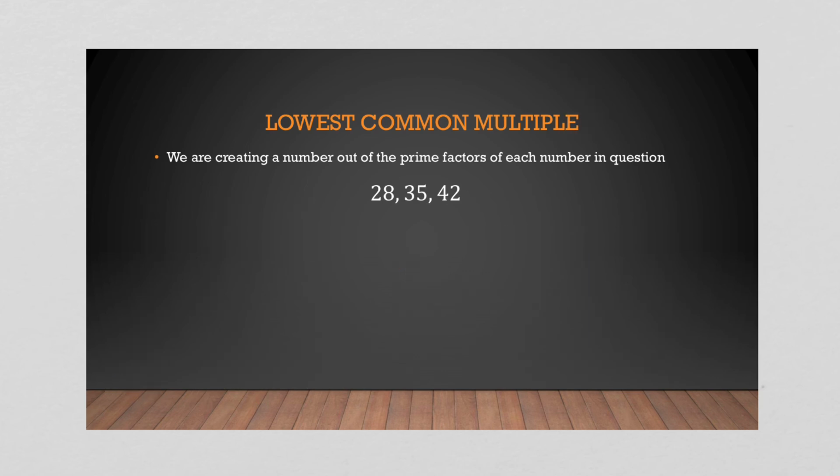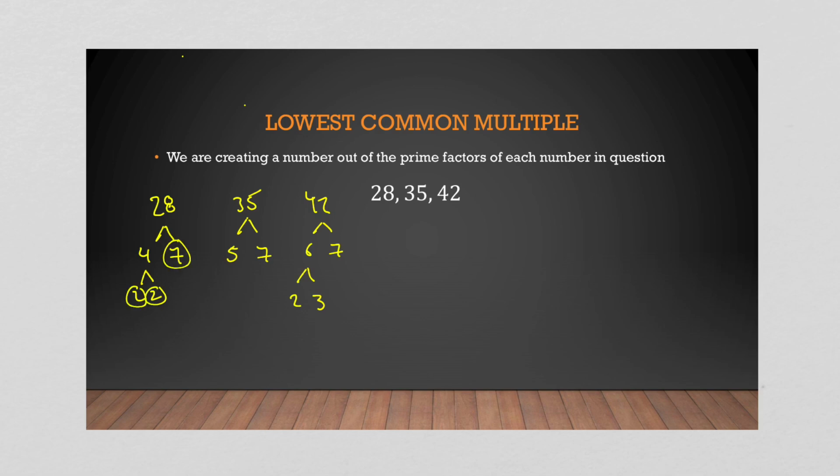So how about one more? 28 is 4 times 7, which is 2 times 2. 35 is 5 times 7. And 42 is 6 times 7. And again, you break these down however you're comfortable, but you want to get to primes. The video on primes will help.